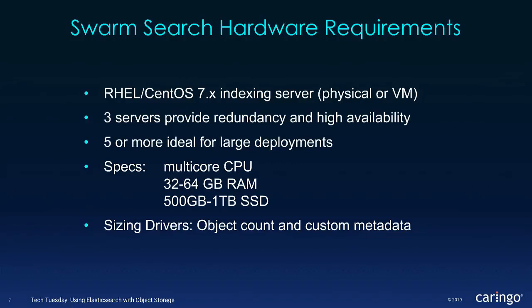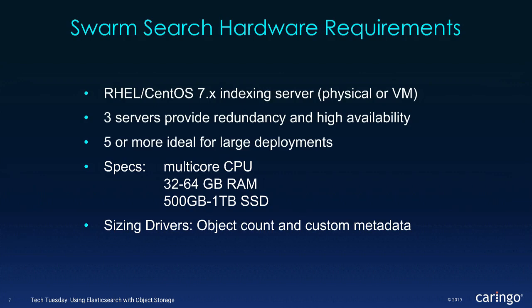So what do you need to run this capability? The Swarm Search hardware requirements are bulleted out below. We support running Elasticsearch on either Red Hat Enterprise Linux or CentOS 7.x. That's where Elasticsearch would run, on what we would call the indexing servers. These machines can be physical or virtual machines, and in fact, for the vast majority of deployments that we have in the field running in production to date, the Elasticsearch farms are running as virtual machines. So there's nothing preventing you from doing it that way.